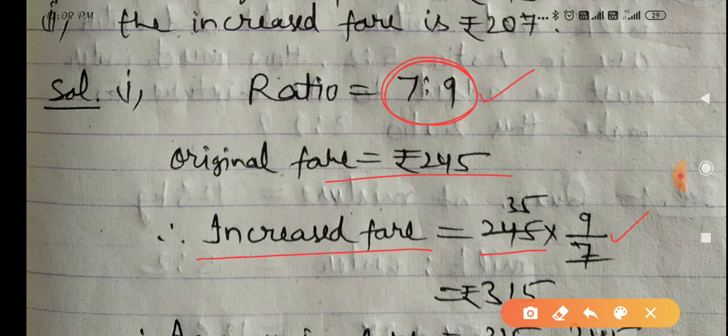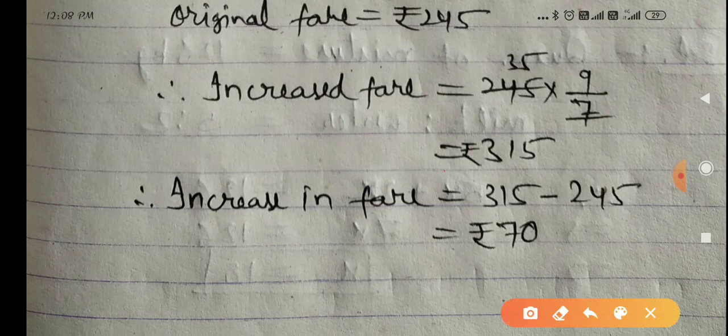One more time I am telling you, to get the new quantity you will multiply the original quantity by the reciprocal of the given ratio. So 245 into 9 upon 7 comes to 315. So the increased fare you have calculated is 315, and the original fare 245 is given. So the increase in fare is 70 rupees.